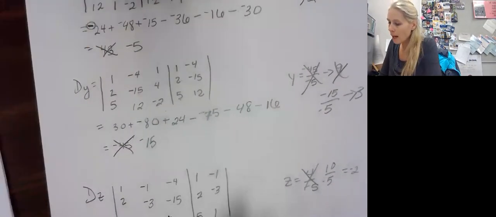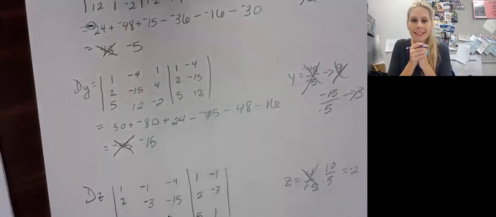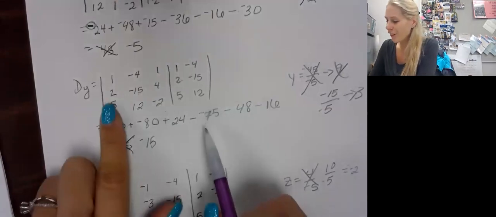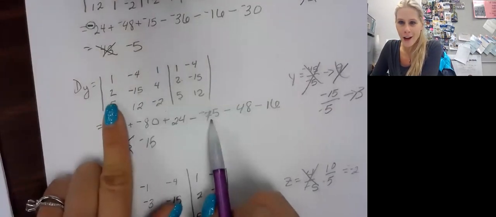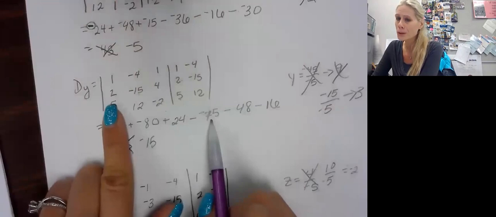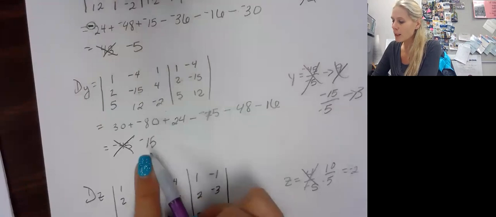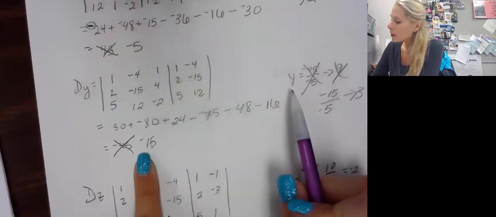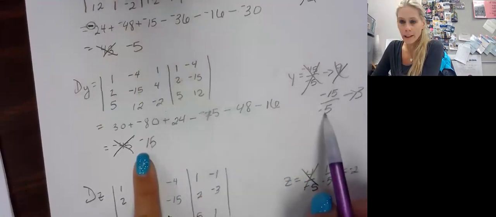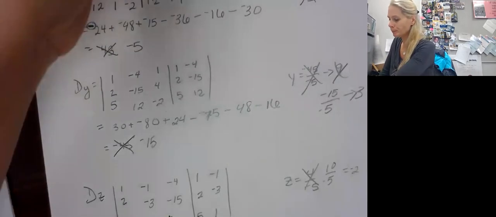My y value, let's see, where did I make my mistake? Oh, I made my mistake on 5 times 15. 5 times 15 is 75, not 45. I don't know what I was thinking. This is what happens when you do a lot of math in your head and you go quickly. So use the calculators when you can. What that ended up giving me was -15 down here. So y is -15 over -5. So our y value is 3.